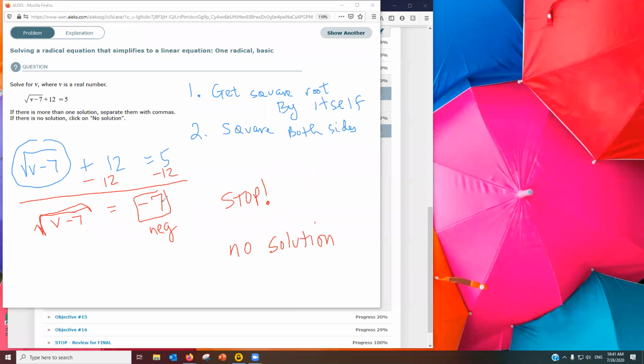Now, if this had been a positive number here on the right-hand side, I would be squaring both sides to get rid of this square root. But in this example, I'm going to stop because I know I can't take a square root and end up with a negative answer.